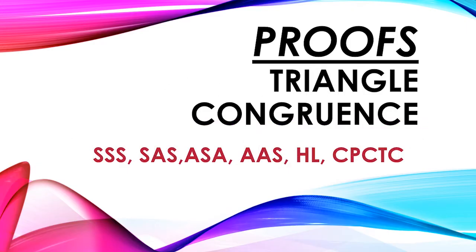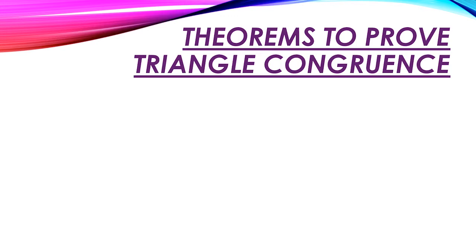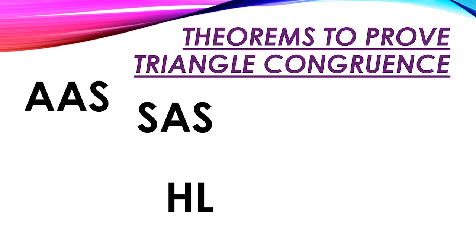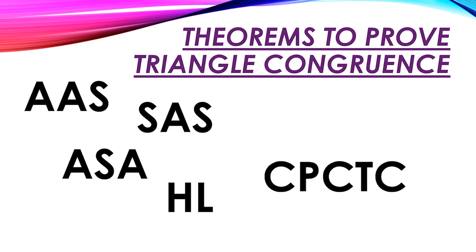Okay, so let's take a look at some proofs involving triangle congruence. And the theorems we're going to use to prove triangle congruence are side angle side, hypotenuse leg, angle angle side, angle side angle, and CPCTC, corresponding parts of congruent triangles are congruent. So that's where you're just proving a specific angle, pair of angles, or pair of legs congruent. And we're going to use the side theorem.